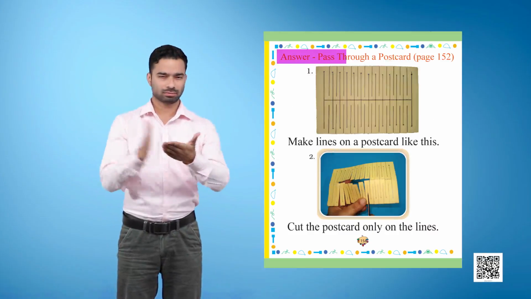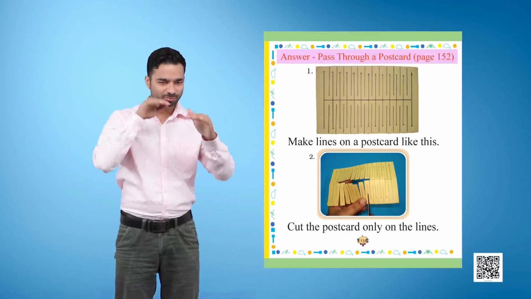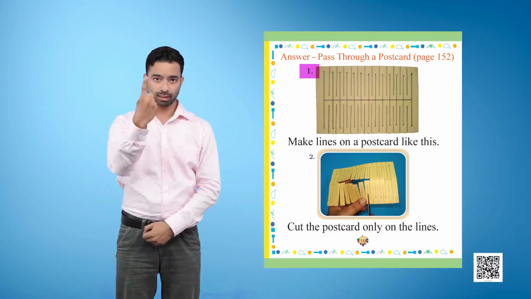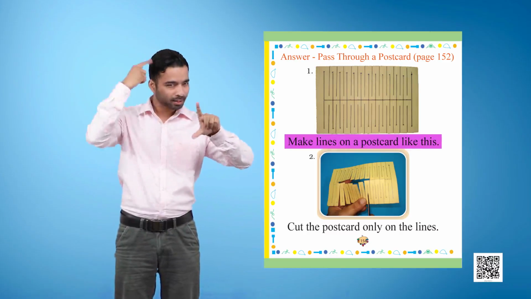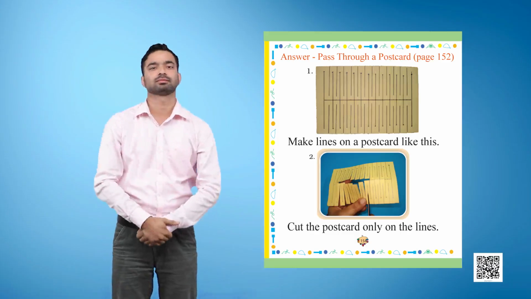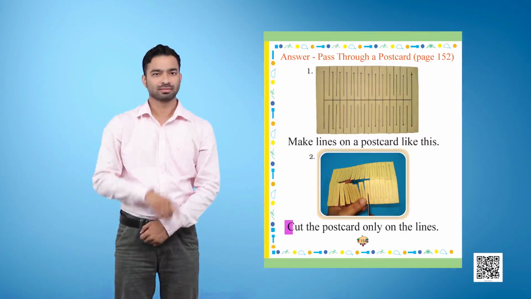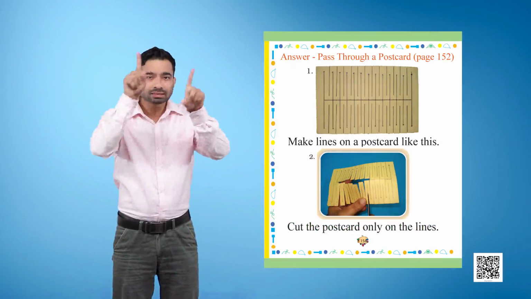Pass through a postcard. Page 152. 1. Make lines on a postcard like this. We have a picture of a postcard with lots and lots of lines drawn on it in vertical manner. 2. Cut the postcard only on the lines. A picture shows how this is supposed to be done.